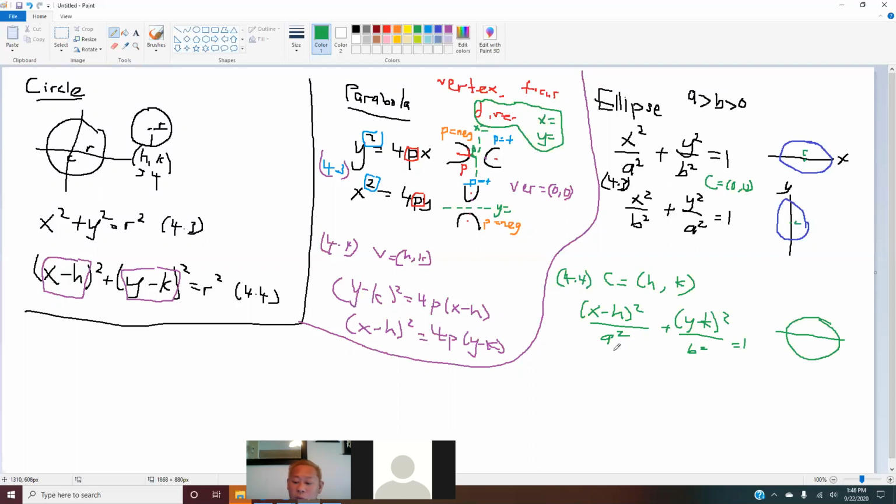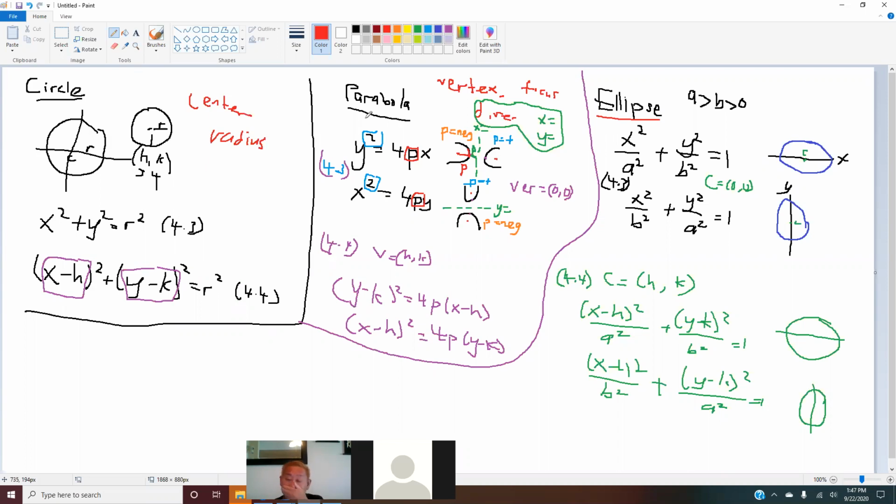And then if you switch this around, (x minus h) squared over b squared plus (y minus k) squared over a squared equals 1, then this one will go up and down. Good. The important thing about ellipses: last time, for a circle, the important thing is your center and your radius. If you know your center and your radius, you should know your equation of a circle. For a parabola, you need to know your vertex, your focus point, and your directrix. Then you should know your parabola equation.